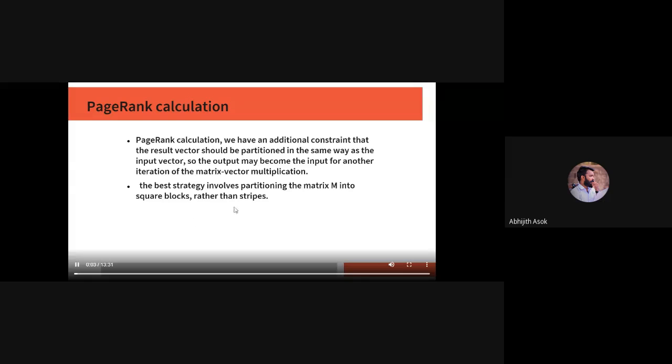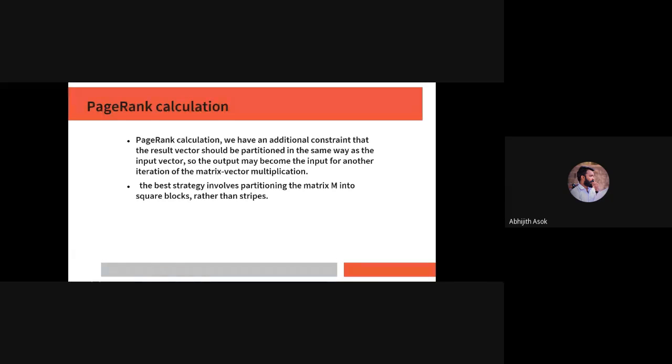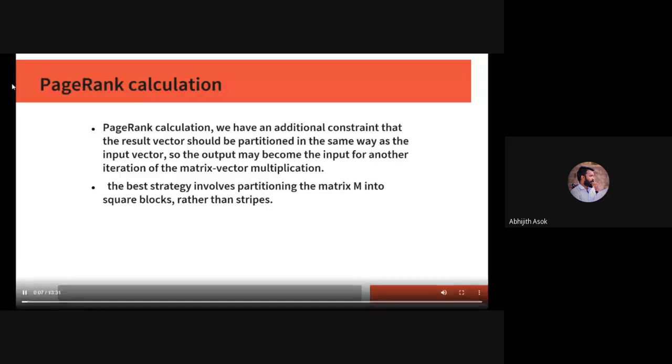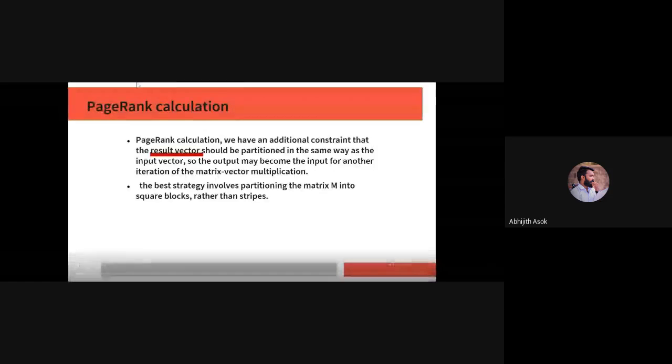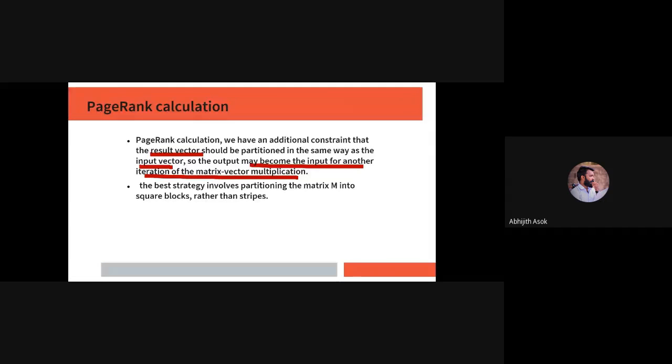For example, PageRank calculation. In PageRank calculation, we will use an additional constraint. The result vector should be partitioned in the same way as the input vector. So the output becomes the input for another iteration of matrix-vector multiplication. This involves partitioning the matrix into square blocks rather than stripes.